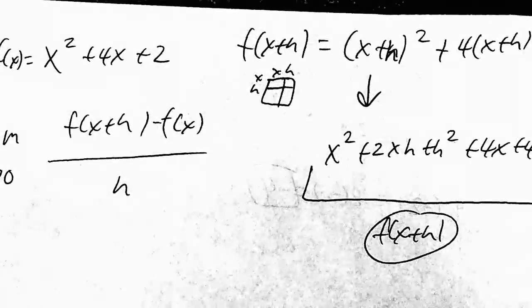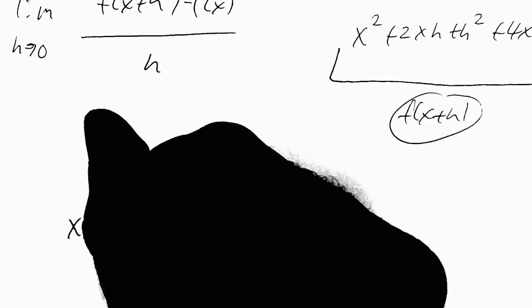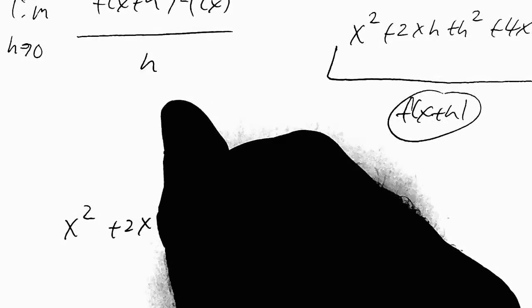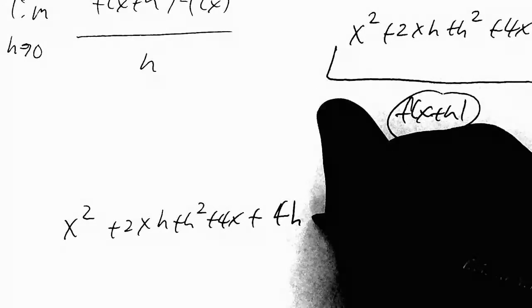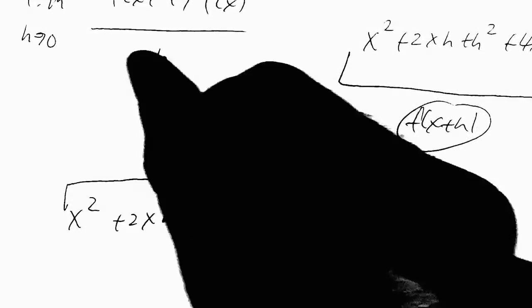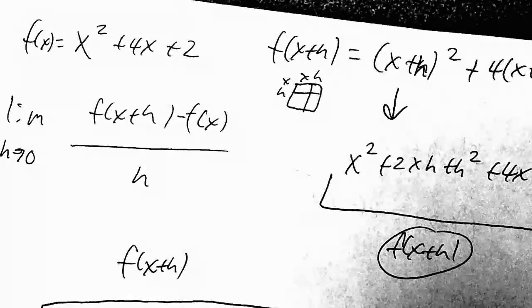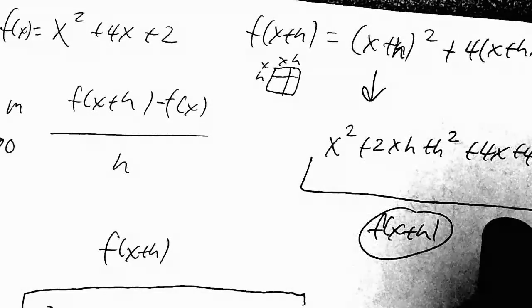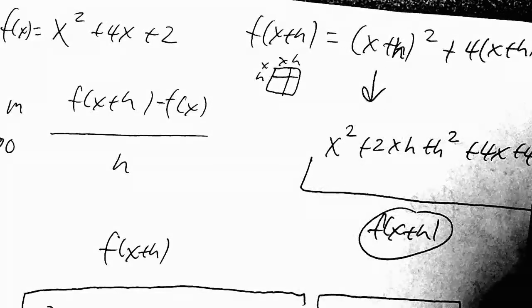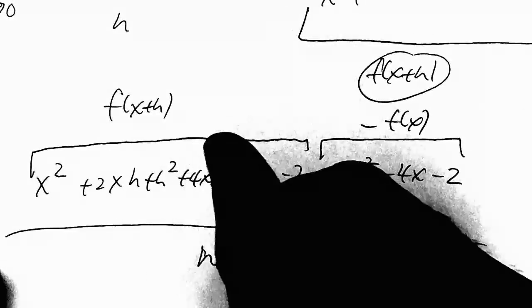Now that I have f of x and f of x plus h, I'm going to plug it all into that equation. So I'm going to write out x squared plus 2xh plus h squared plus 4x plus 4h plus 2 minus, so this whole thing here is my f of x plus h, minus my f of x, which is x squared minus 4x minus 2. So this whole thing here is minus f of x. All over h.